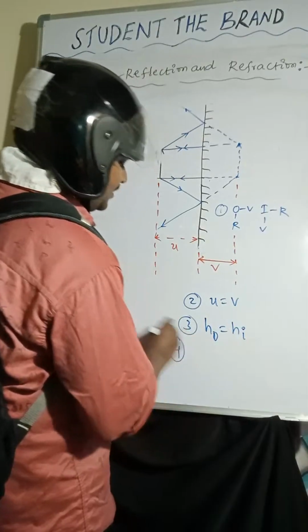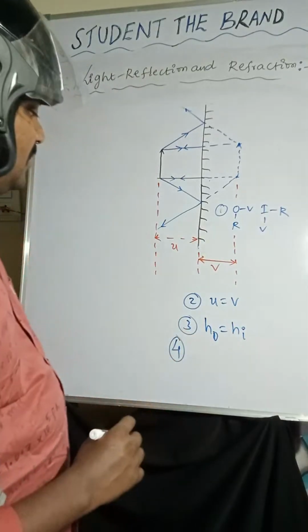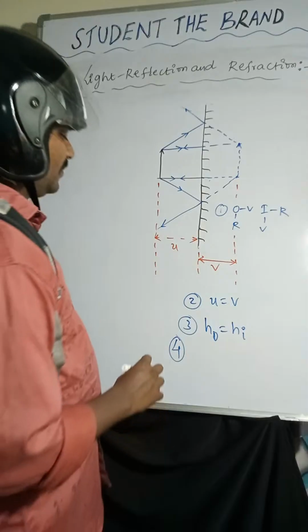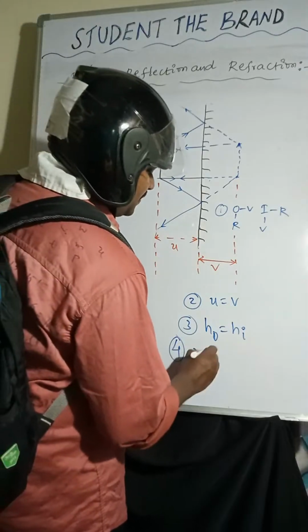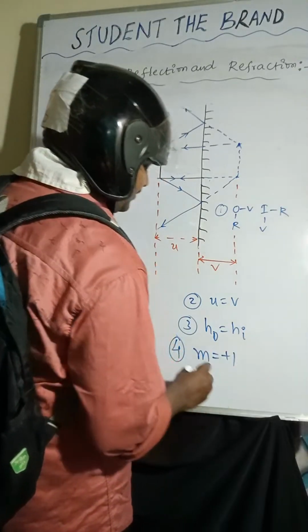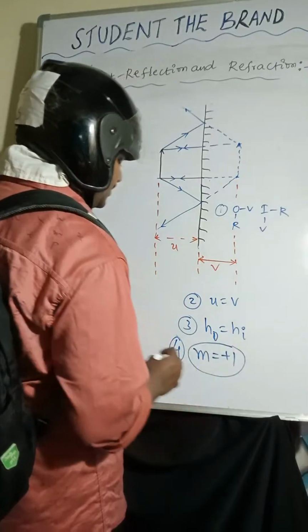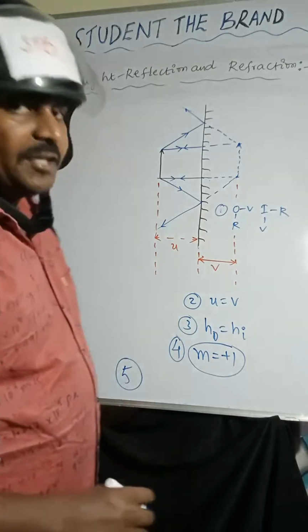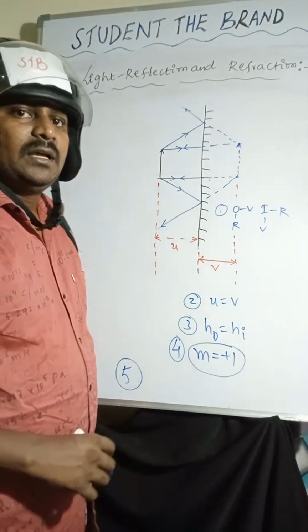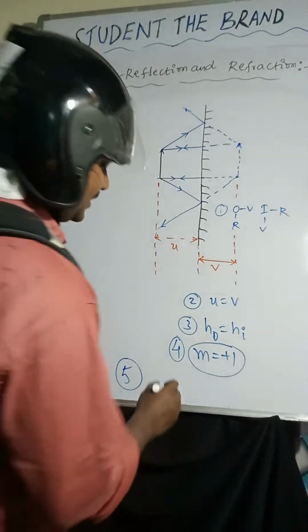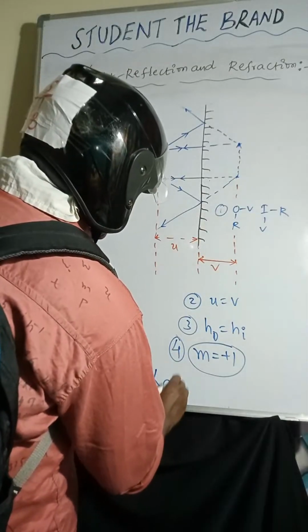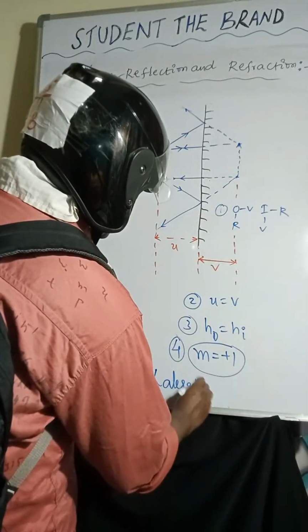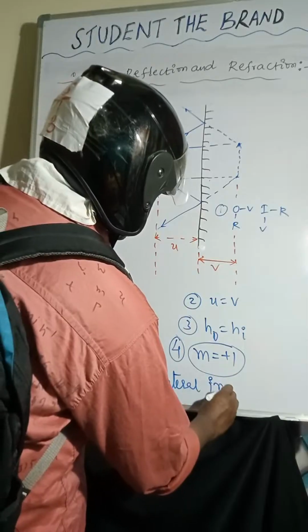And the fourth one, magnification of the plane mirror is +1. And coming to the fifth one, it also shows lateral inversion.